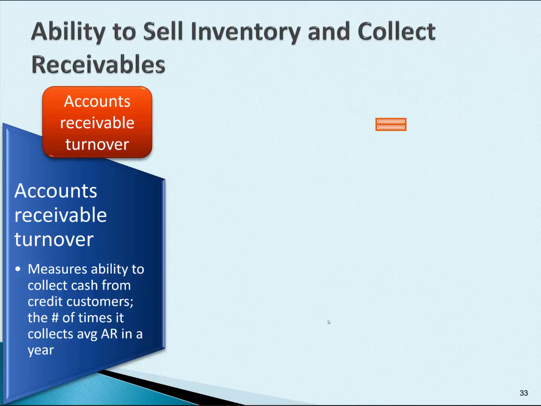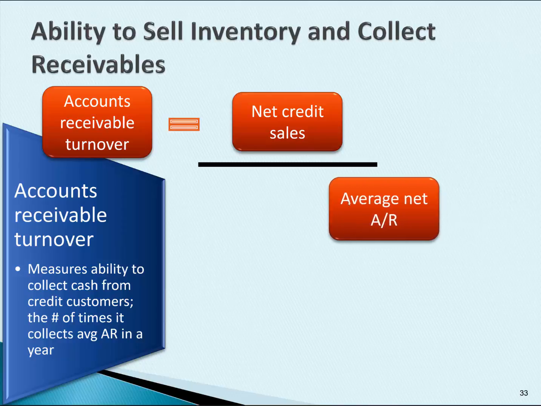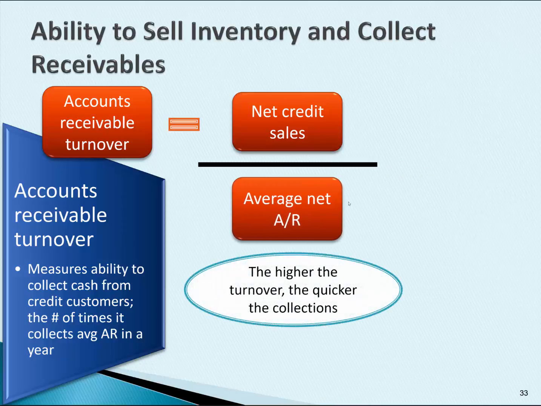So the formula, you take your net credit sales. So remember, this is dealing with AR, so we can't have cash sales on top. It has to be just the credit sales. And you're going to divide that by your average net AR. And remember, average net AR is going to be your beginning AR plus your ending AR divided by 2.